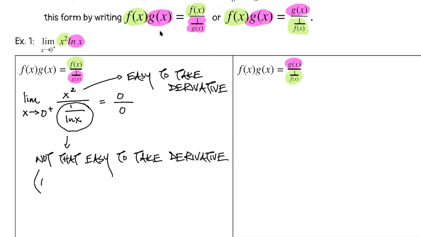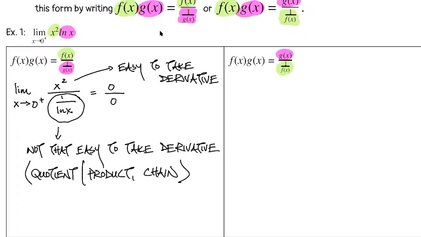You would need quotient rule, or product. You could get away with product as well. And you would also need chain rule, right? So if my goal is to make this problem easier, that's not necessarily taking me in that direction, okay?